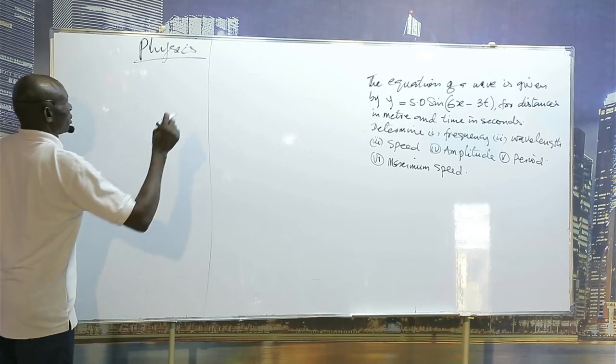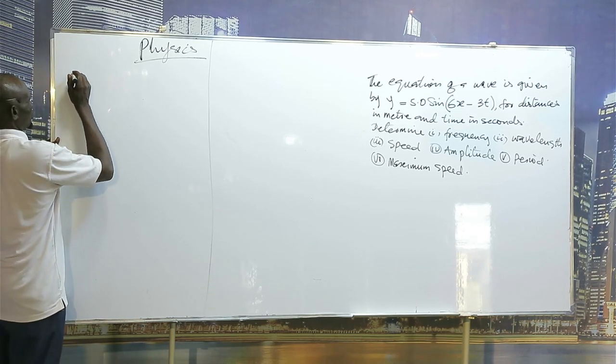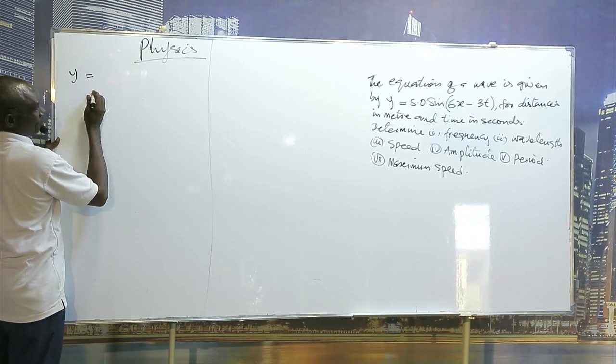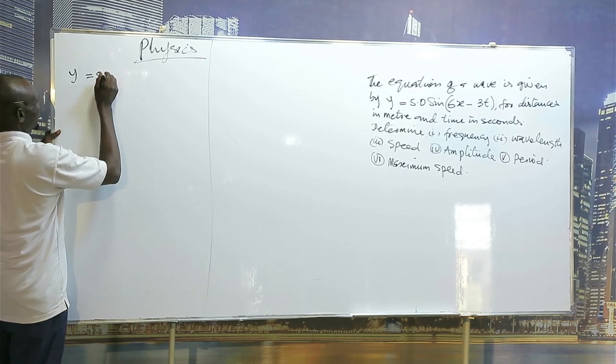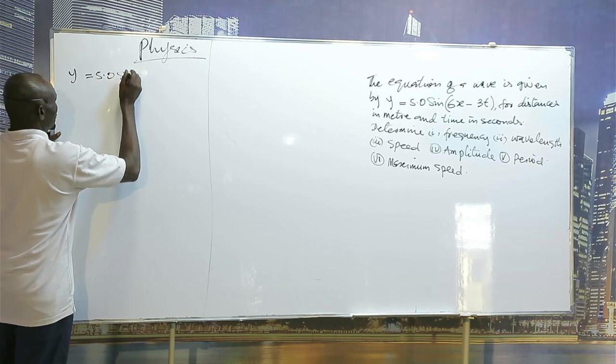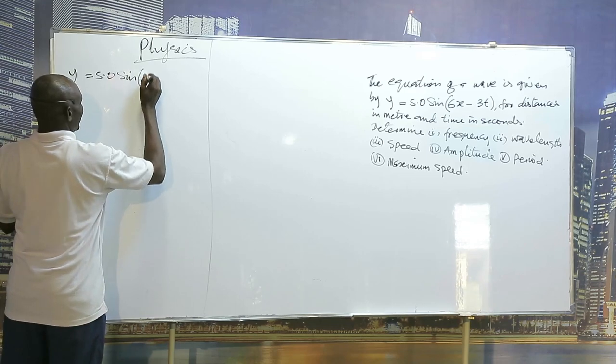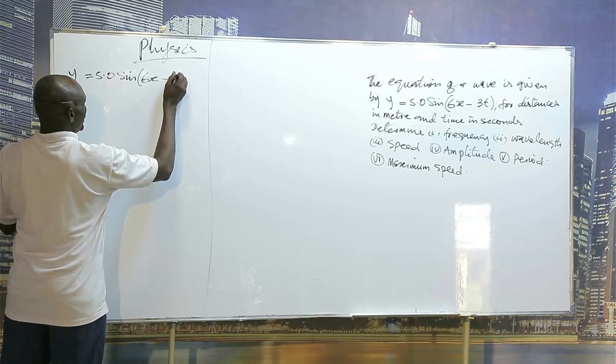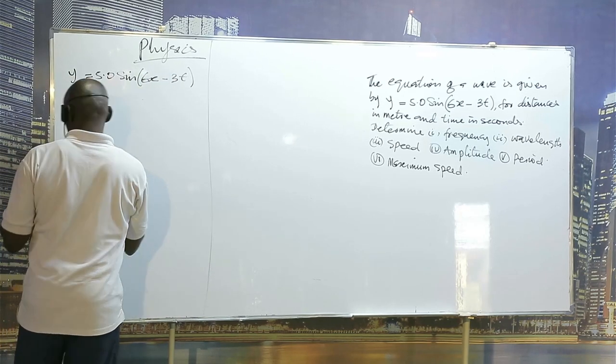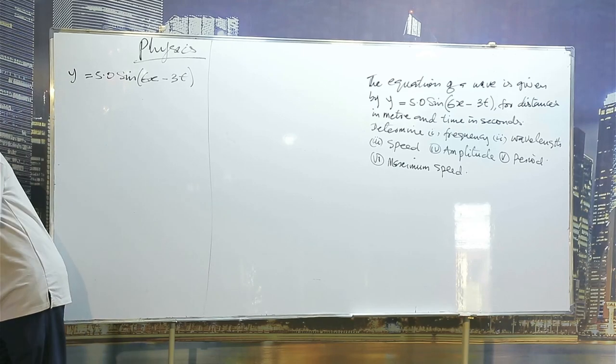The question given to you is: y equals 5.0 sine of (6x minus 3t). That is the question.